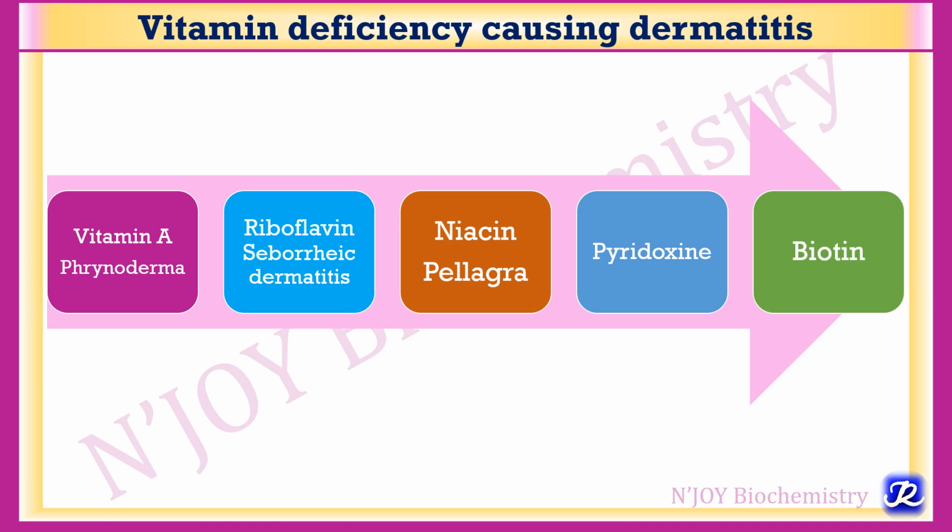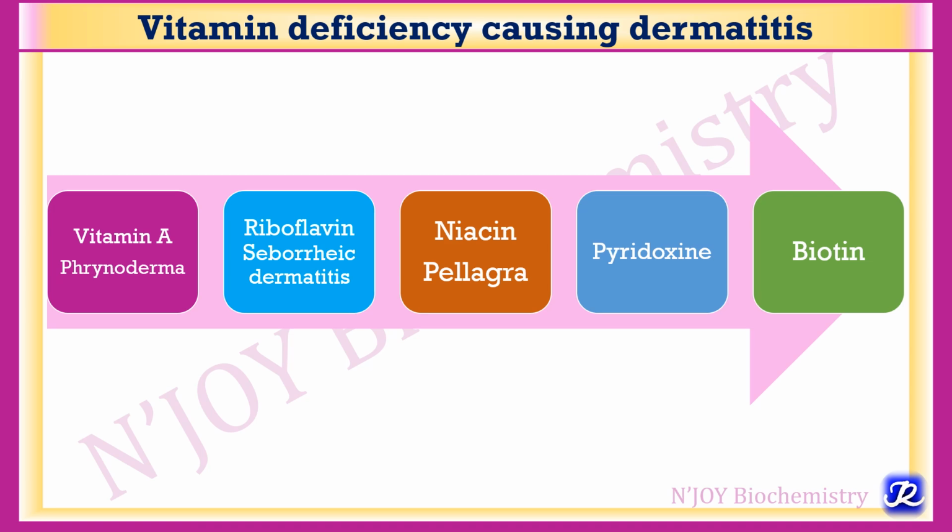Here skin and mucous membrane are affected. So this is vitamin A. Vitamin A deficiency will result in phrynoderma. Riboflavin deficiency will also cause seborrheic dermatitis. We know that niacin deficiency causes pellagra, which is characterized by dermatitis, dementia and diarrhea. So dermatitis is an important feature of niacin deficiency. Pyridoxine deficiency can also affect the skin and mucous membrane, and biotin deficiency as well.